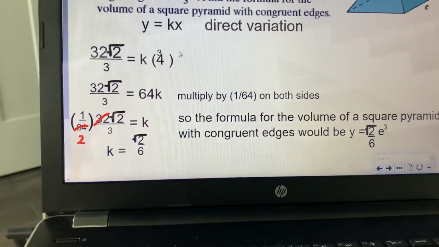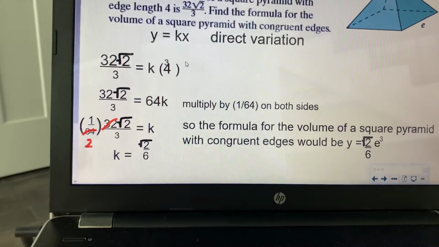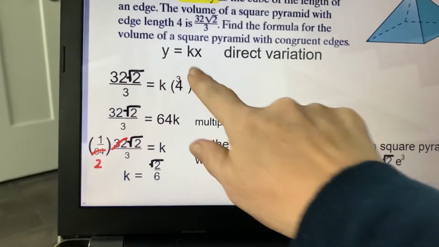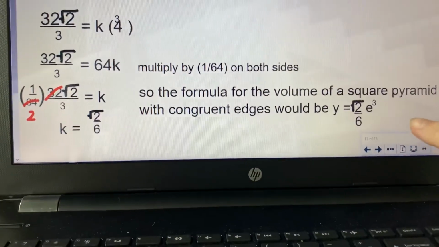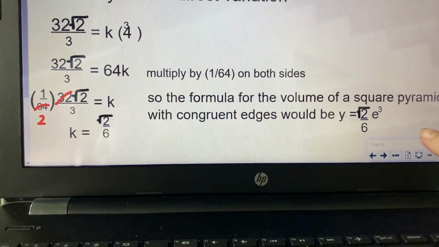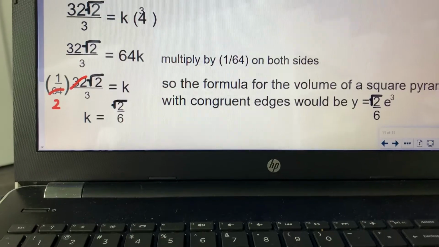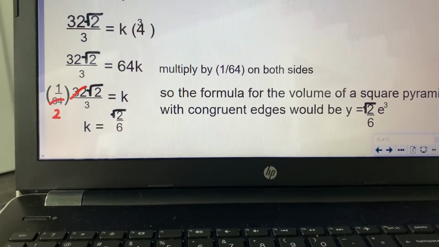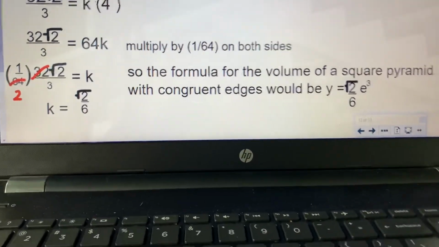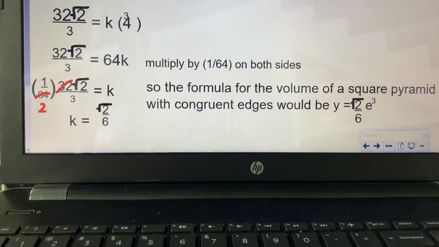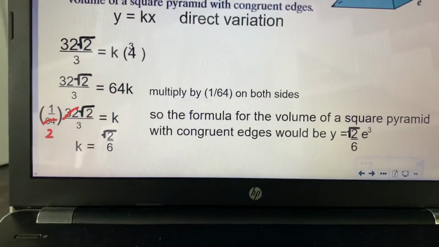So once you know your K value, you're just going to plug it in up here in your direct variation. So the formula for the volume of a square pyramid with congruent edges would be V, maybe we should have put V for volume, equals radical 2 over 6 times E cubed. That would be the formula for the volume of a square pyramid. Okay, and that is your last example.